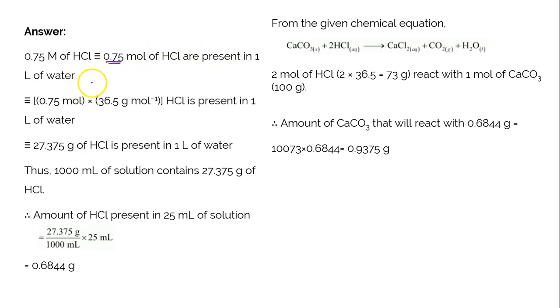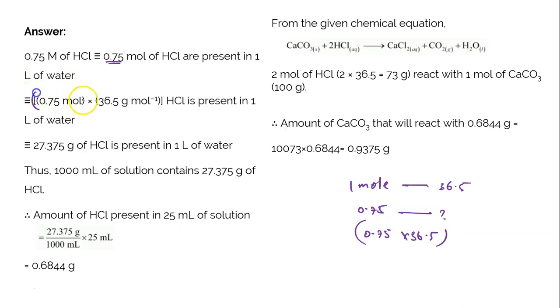And now, if you know the number of moles, if you also know the molar mass of HCl, what can you calculate from here? We can calculate how many grams of HCl literally is dissolved in 1 liter of water. If it is 0.75 moles, how much is it? We know that 1 mole of HCl is 36.5 grams. Now I have 0.75 moles. How many grams will this be? It will be 0.75 into 36.5 grams. So 0.75 into 36.5 grams of HCl is present in 1 liter of water.